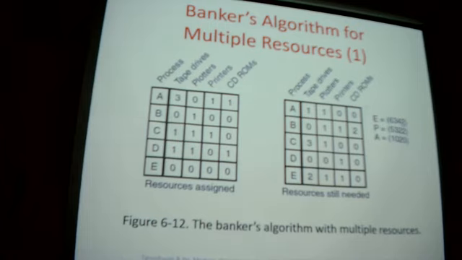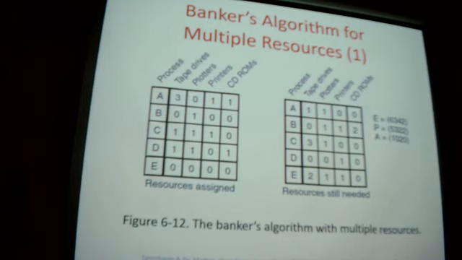6 tape drivers. Yes, 6 means tape drivers. There are a total of 6 tape drivers, and 3 plotters, 4 printers, 2 CD-ROMs. This is the number of total resources for each type. And what does this tuple T mean? The meaning of this tuple T.